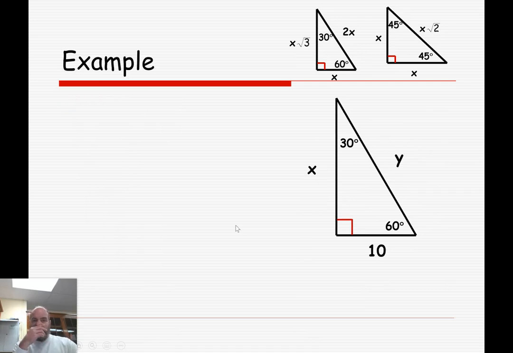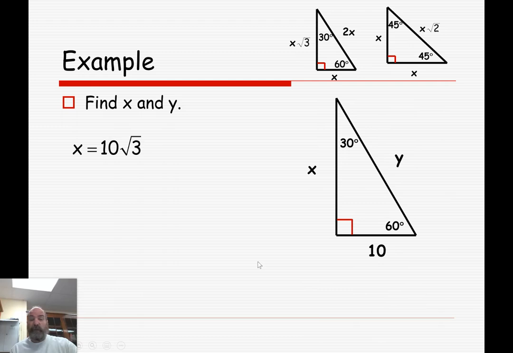Okay, here's a 30, 60, 90. So you might write this one down. They give me the short side. So it's find x and y again. Well, this is the short side. This is the medium side. This is the hypotenuse. So x is 10 square root of 3. Okay, the medium side's always whatever the short side is times square root of 3. And what is y? 20. Okay, it's just double the short side.